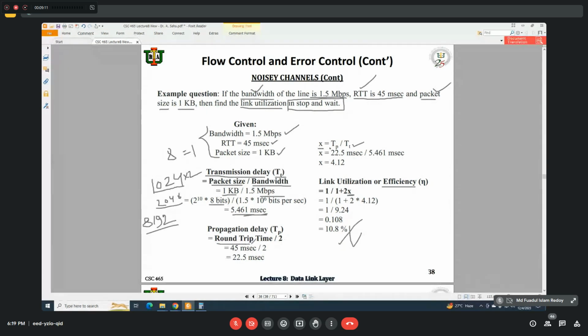The next one is the propagation delay, TP. If you want to find it, it is round trip divided by 2. What is the round trip given? 45 milliseconds. So you have 45 milliseconds divided by 2, and you get 22.5 milliseconds.